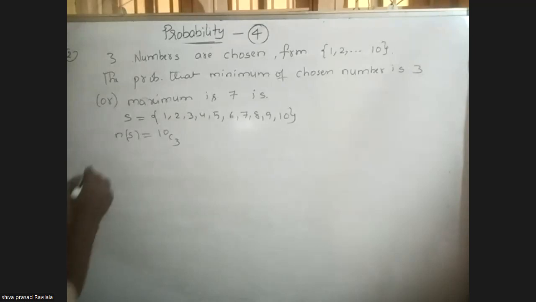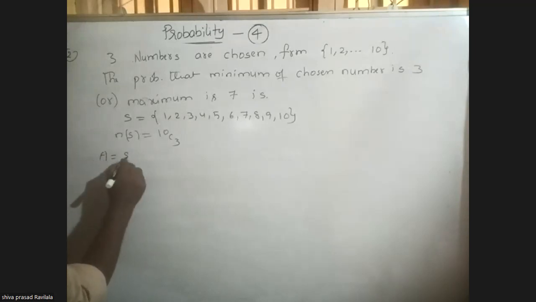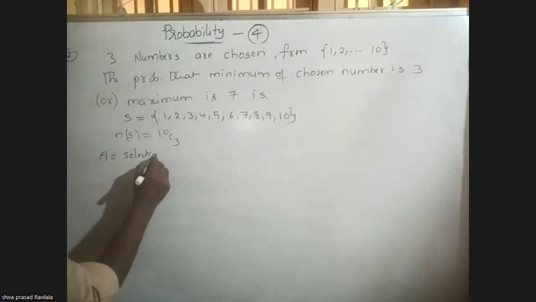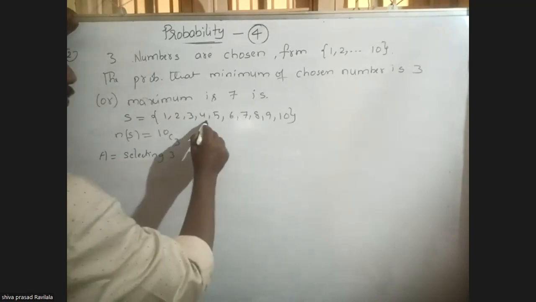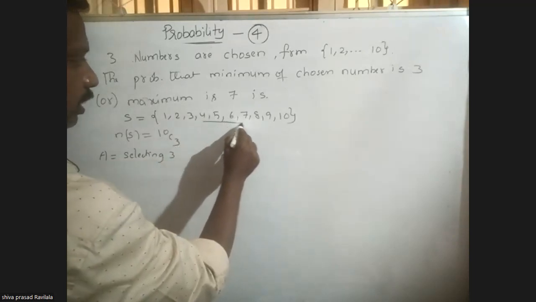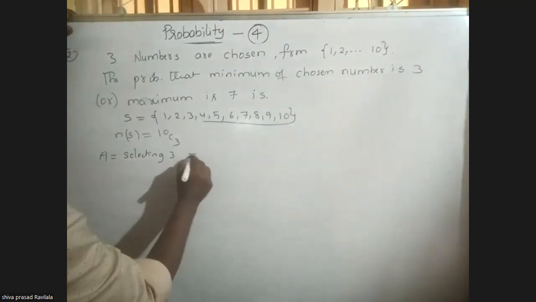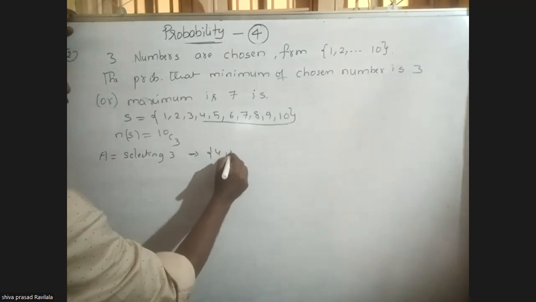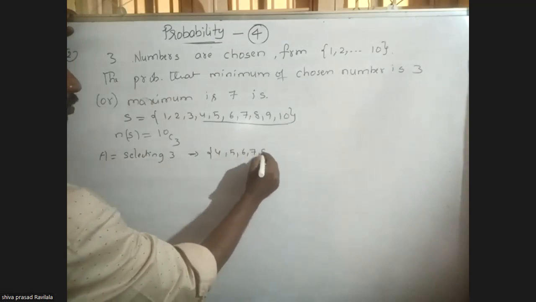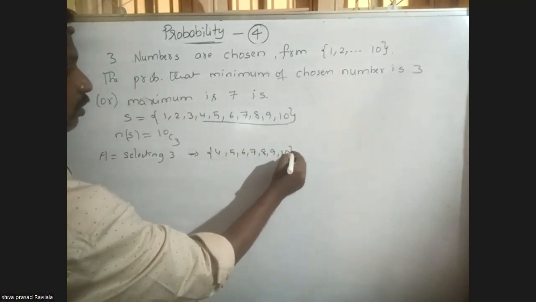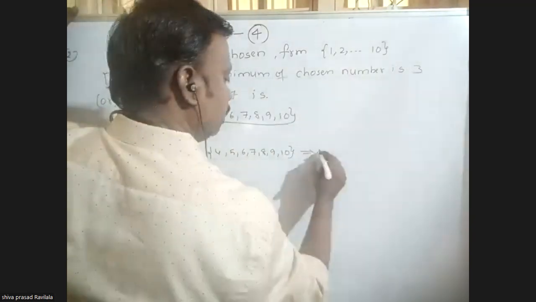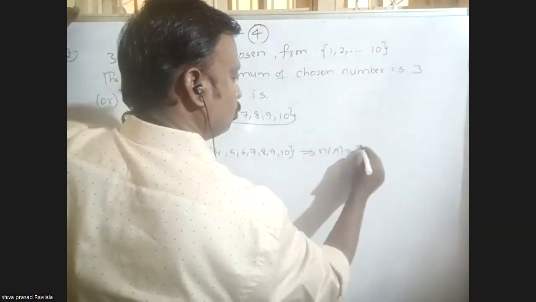It means let capital A be the event of selecting 3. That means you select the remaining two numbers from 4, 5, 6, 7, 8, 9, 10. How many in total? 7. Here write down 4, 5, 6, 7, 8, 9, 10. In this condition, N of A is equal to 7C2.